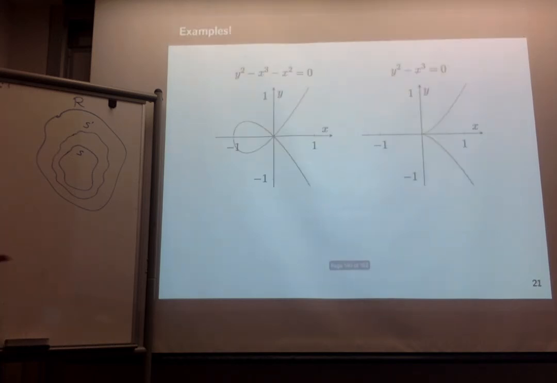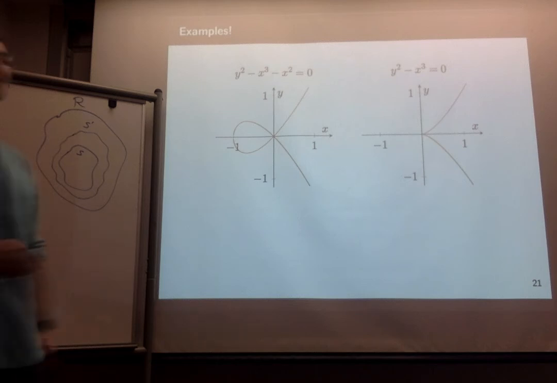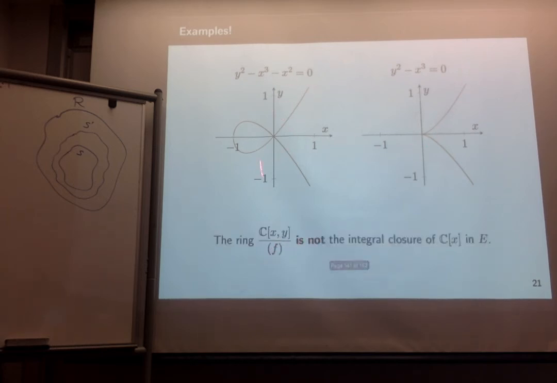Let's look at some pictures, and I'll have you tell me what you think the answer is. We have two polynomials here in two variables, y squared minus x cubed minus x squared, and the other one here. They're both curves. So set them equal to 0, look at their zero set. When f is either one of these polynomials, I'm telling you that this ring is not the integral closure of C[X] in E. In other words, it does not equal B. Okay. All right, let's look at another.